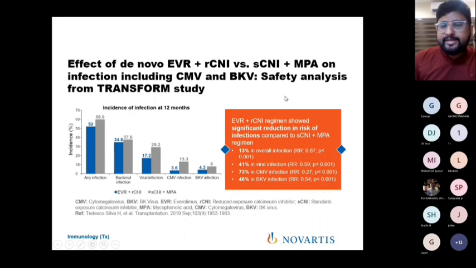This study has been extended for another 3 years, so probably by 2025 we'll be able to get the follow-up data on how these patients did in the long term.